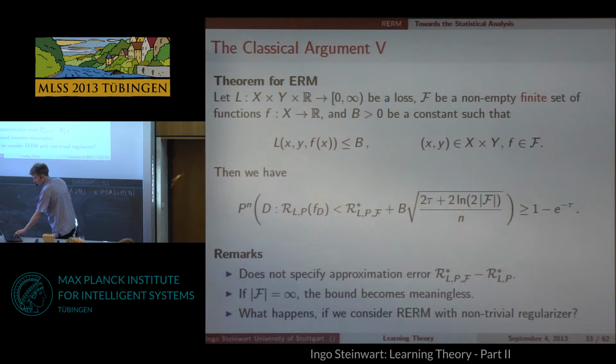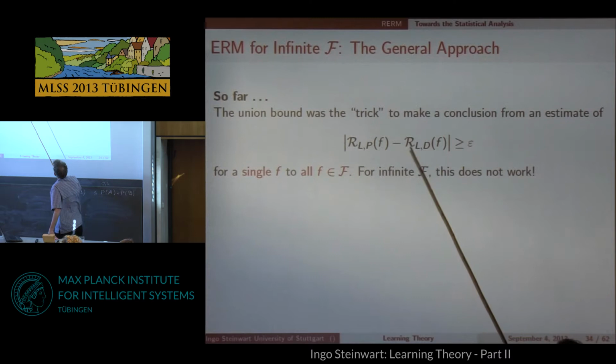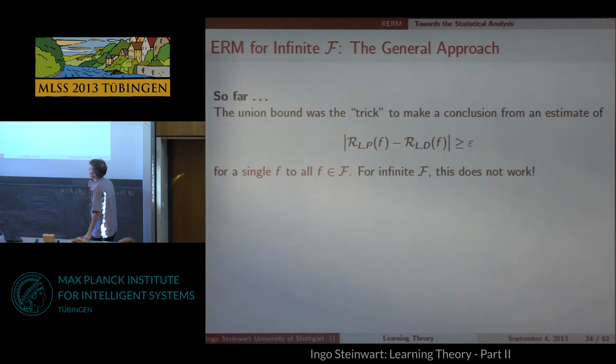Okay, so we have to go back and have a look at what the difficulty is in our approach so far. What we did was to take the union bound to make a conclusion from an estimate of this form for a single f to all other functions in F. And the union bound pulled a sum out of the probability. Now the sum may become infinite if we have an infinite set F, so therefore this approach will not work.